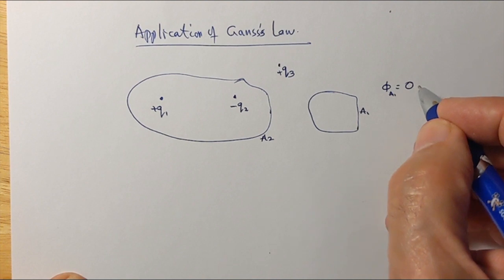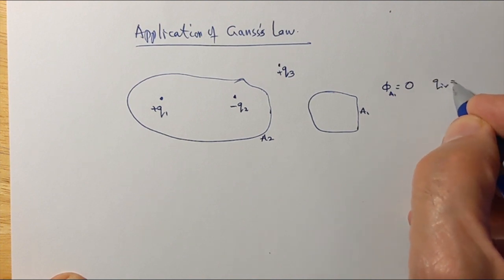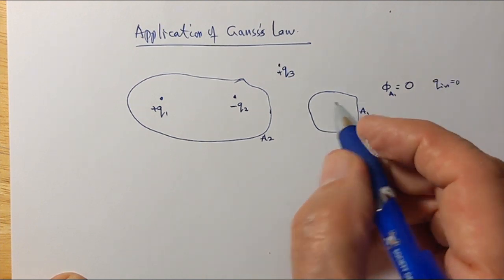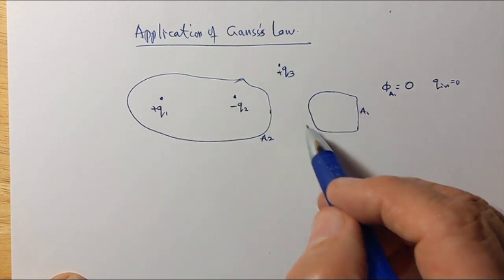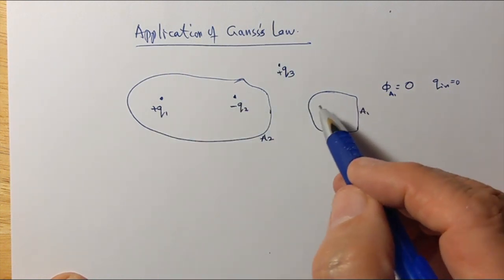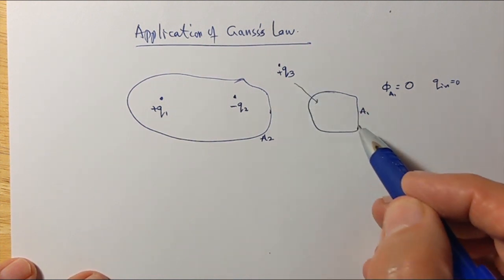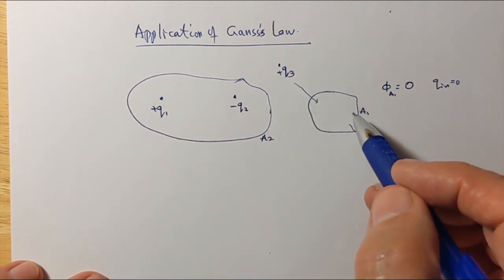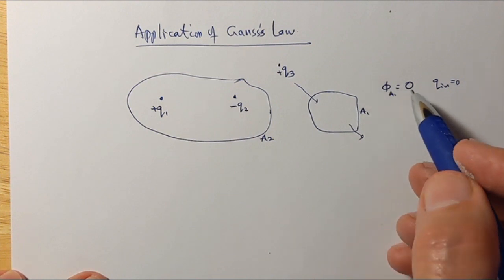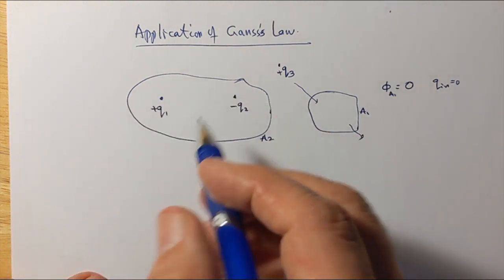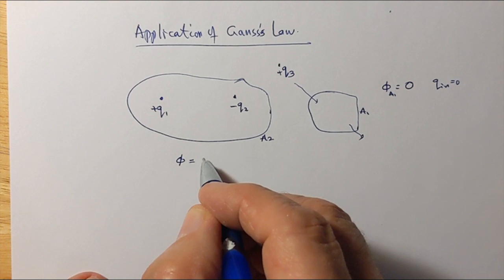That is going to be 0, because Q in is 0. There's no charge inside. These charges will have no net flux on A1. There will be flux coming in, there will be flux going out, so net flux is 0, and therefore phi is 0.